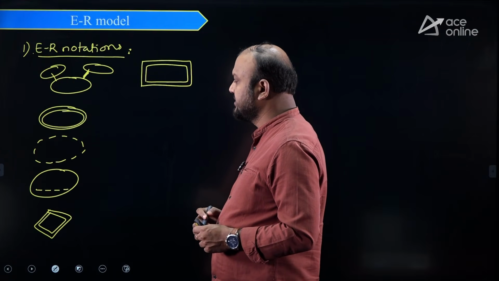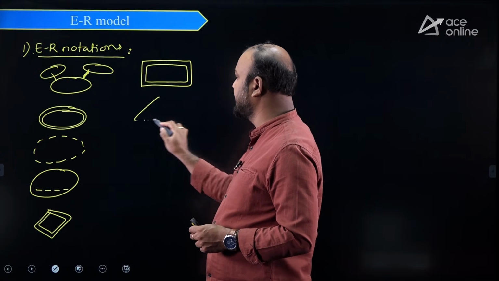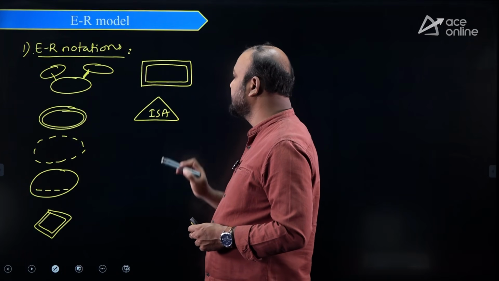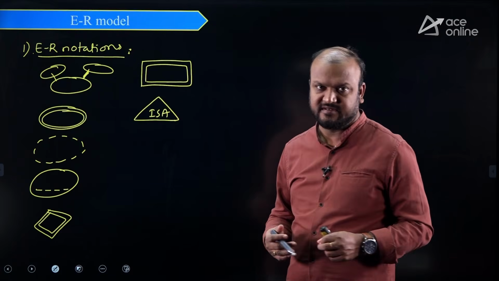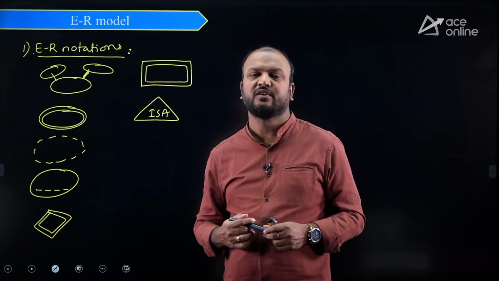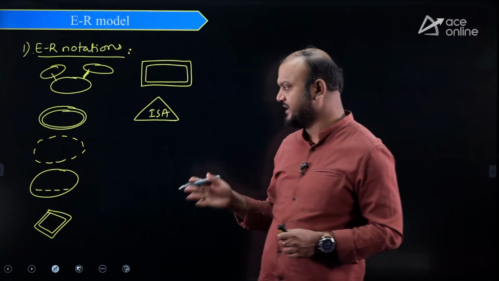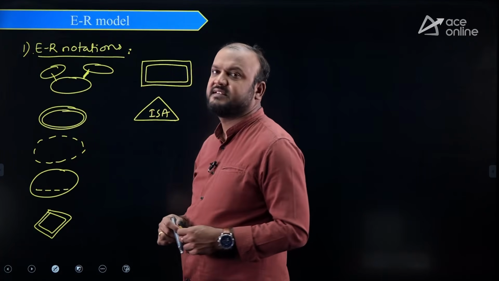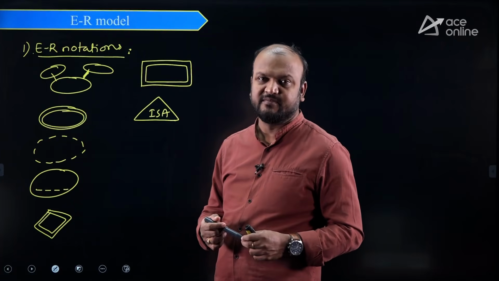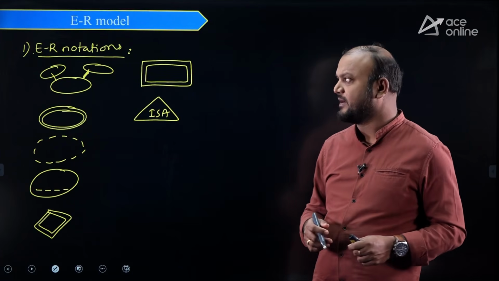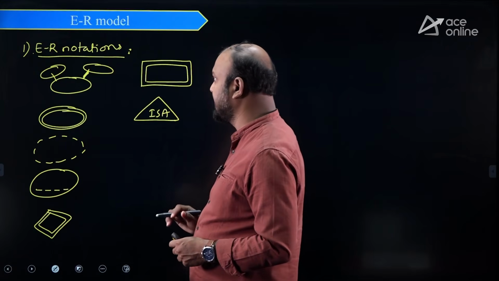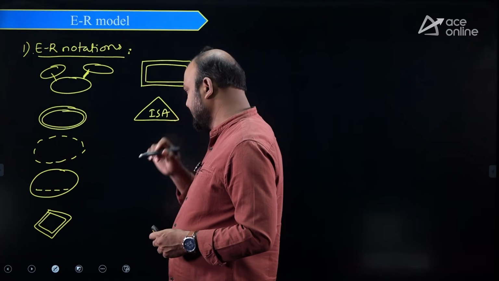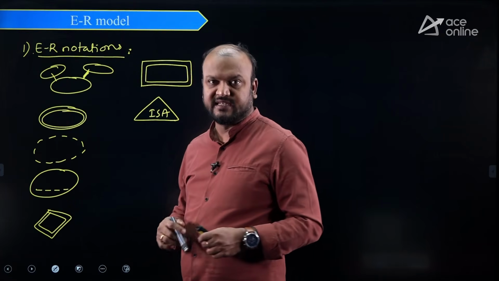And any special notations, hierarchical relationship is to be shown with is-a. These are some of the special notations, and generally instead of going with regular notations like entity and relationship, you may expect this kind of notations. Which symbol will be used for this? It could be a 1 mark question. This is ER notations.